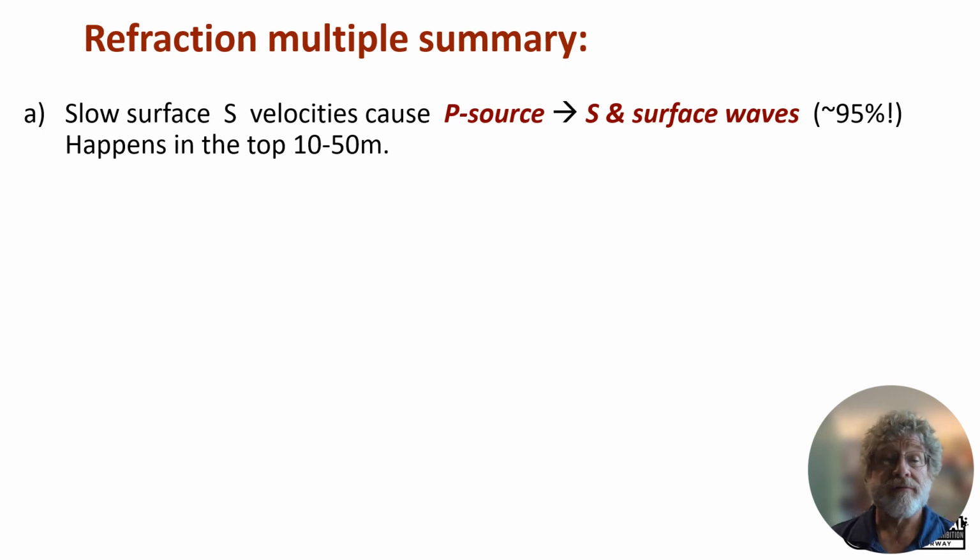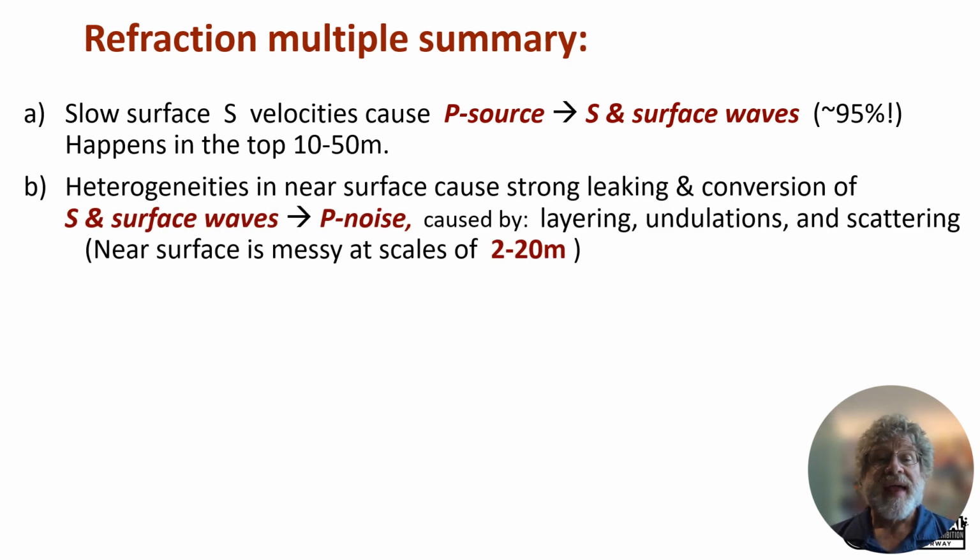So in summary, refraction multiples start with slow surface S velocities that cause strong P source to S and surface wave conversion. And this happens in the top 10 or 50 meters. And then heterogeneities in the near surface cause strong leaking and conversion of surface waves to P noise. And this can be caused by layering, undulations, scattering. And the near surface is messy at scales of 2 to 20 meters. And the wavelengths are that small because the surface S velocities are so low.